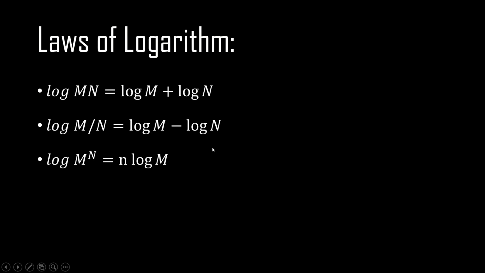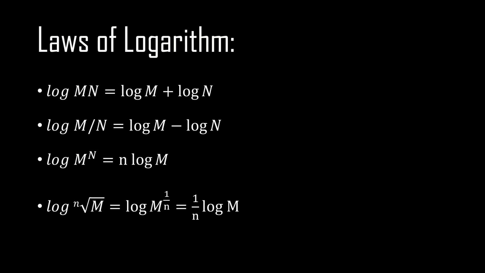Next is the power rule, which is the log of m raised to n is equal to n, which is the power, times the log of m. And for our last law, the nth root of a number is equal to the log of m raised to 1 over n, which falls under the power rule. So it is equal to 1 over n times the log of m.